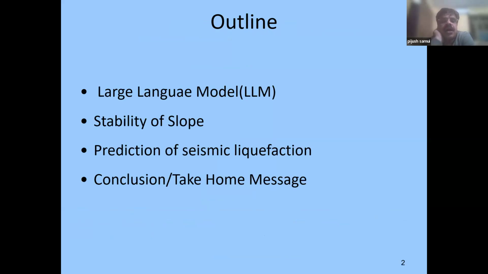What is in today's presentation? I will talk about large language models, a basic introduction, and then show some sample applications in slope stability analysis. The next topic is the prediction of seismic liquefaction of soil, and how we can apply large language models for it. Then some take-home messages or conclusions from this presentation.